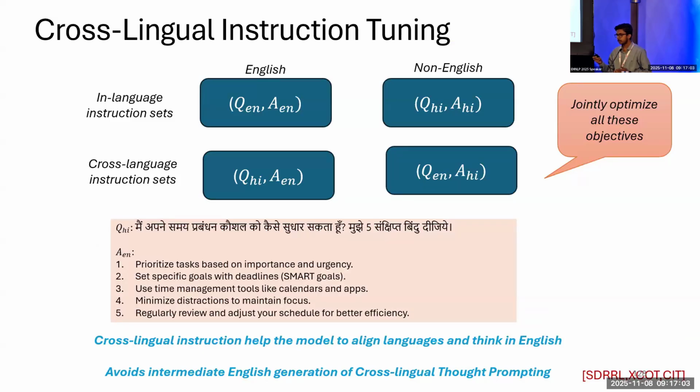So another thing we can do is we have the question and answer in English. In non-English, again, we have it using translation. So why not get 4 combinations? Because we have one source language, one target language. We have 4 combinations. And what this does is it helps the model to align languages and think in English implicitly without having to think. And so therefore, it reduces the latency compared to cross-lingual thought prompting. And we jointly optimize on all these objectives, on all these combinations.